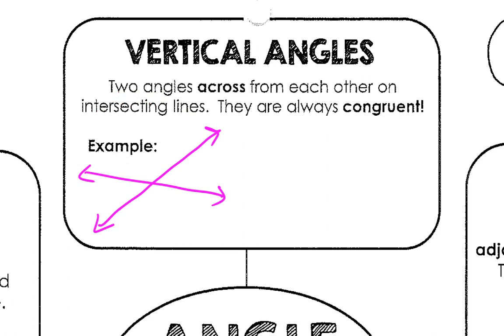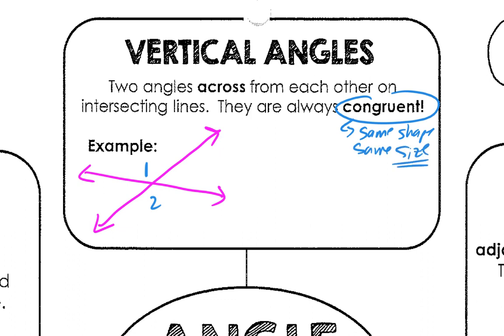It's the two angles across from each other. So say I had this one and this one. Let's label that one with angle number 1, and angle number 2. Angle 1 and angle 2 are across from each other. They're always congruent. So we remember what congruent means: same shape and the same size.